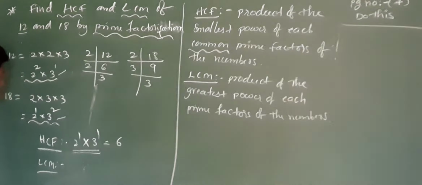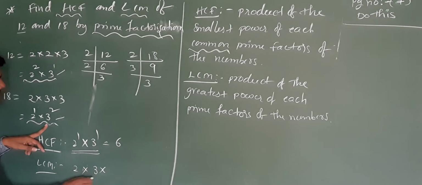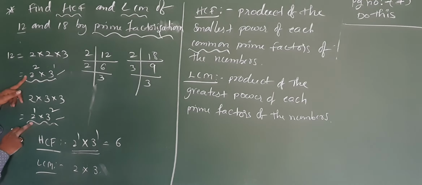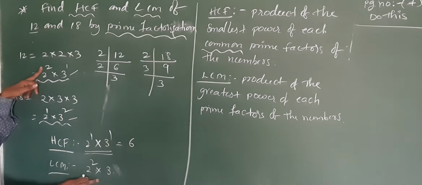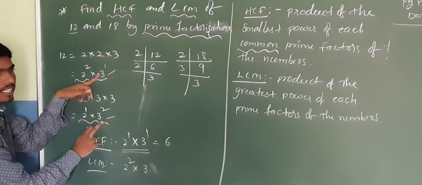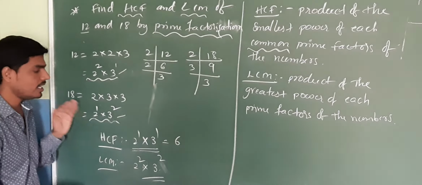So take now: 2 is a factor, 3 is a factor. Are there any other different factors here? No, 2 and 3 only. Now the greatest power. 2 is here, 2 is here. Which is greater? 2 squared is greater, so you take 2 squared into. Now 3 squared, 3 power 1. Which is greater? 3 squared. This is the LCM.